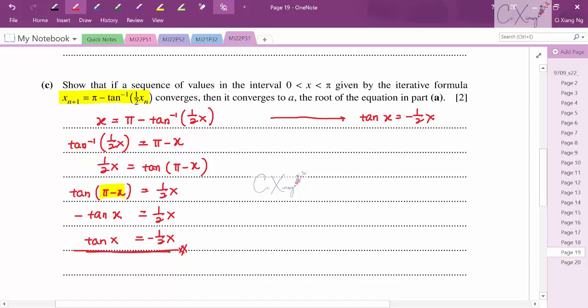So this is one way of proving. Or some of us might need some more detailed steps to get tangent of pi minus x become negative tangent x. You can apply the compound angle formula, where tangent of pi minus x, we can write it as tangent pi minus tangent x divided by 1 plus tangent pi tangent x.